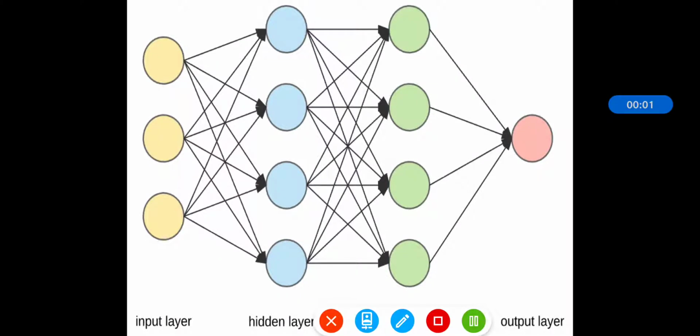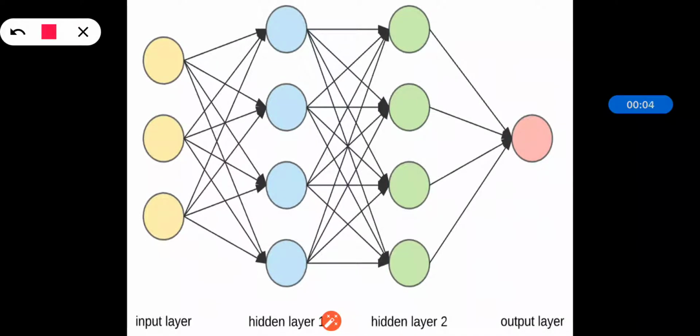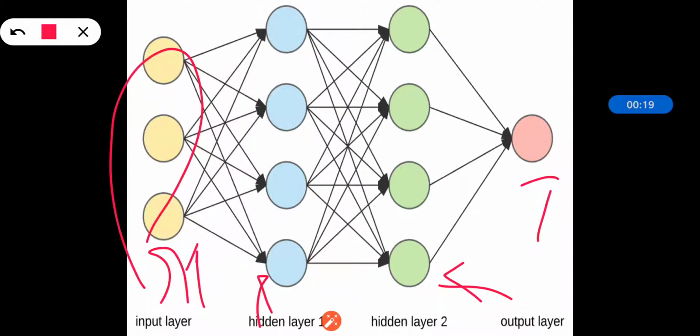So in this section we will see the neural network components. We can see in the picture we have various layers: the yellow layer, blue layer, greenish layer and base color layer. The outermost yellow layer is nothing but the input layer. This particular layer is the input layer.